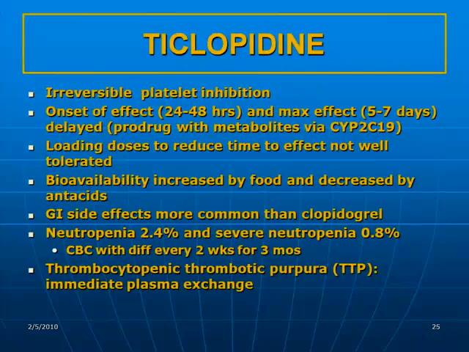Ticlopidine was the first thienopyridine derivative that was marketed. A lot of GI upset. It was a prodrug. It took a long time to work. Up to 40% of patients had significant GI intolerance. The thing that really killed ticlopidine was the finding that it caused neutropenia. Overall, 2.5% developed it, and it was severe in about 0.8%. So the labeling got changed, that a CBC, a complete blood count, had to be drawn every 2 weeks for 3 months.